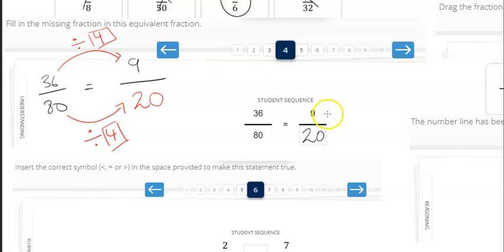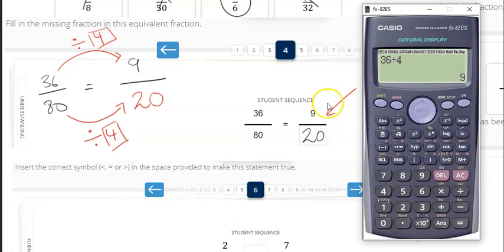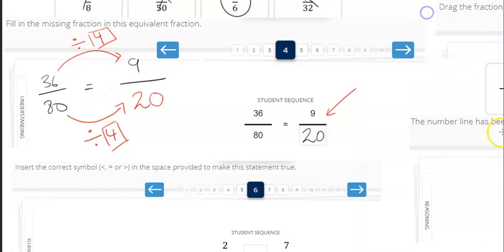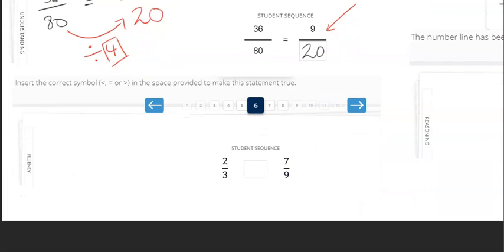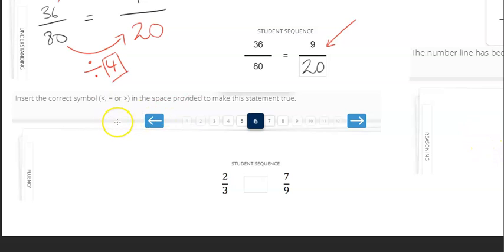Okay, so the calculator part will be able to hopefully simplify it for you, but if you get to a number where it can't be simplified, or if you do simplify it, it's a different answer, then you can use this process here. The next question looks at inserting the symbol less than, equals to, or greater than.